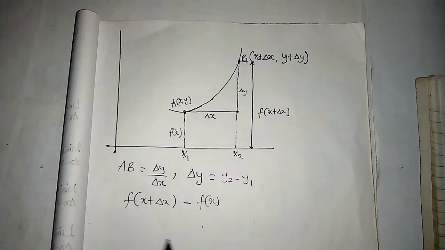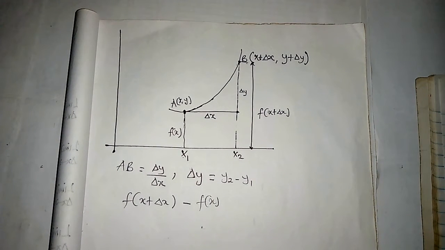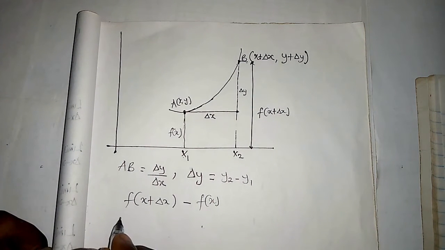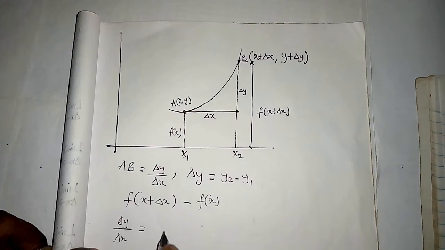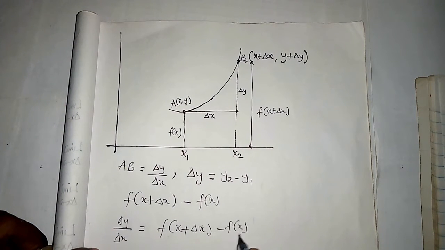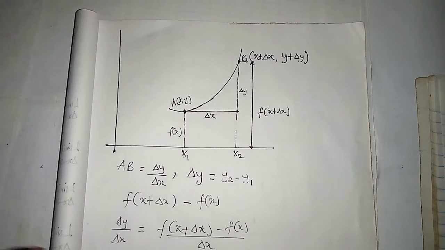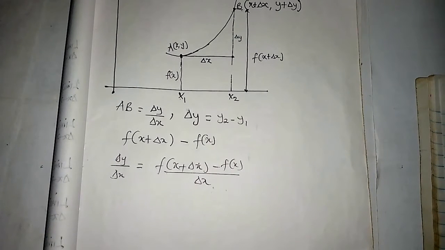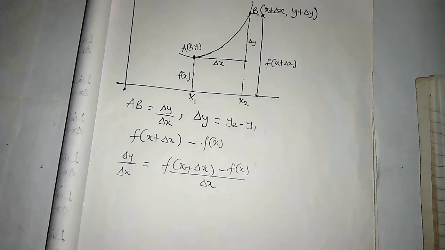So our gradient of the curve, that is dy/dx, or change of y over the change of x, is not equal to, because I know my change of y to be equal to f of x plus change of x minus f of x, all over my change of x, like this one. Alright, so let's see how we can continue.